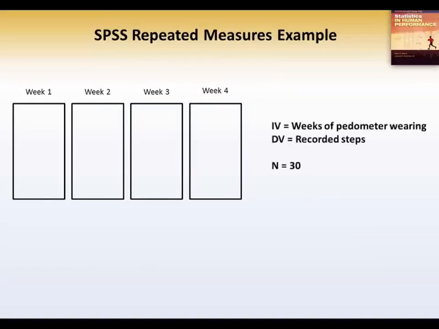In our case, the independent variable is weeks of pedometer wearing. The dependent variable is recorded steps. There are 30 people. We measure each of those 30 people across all 4 weeks. So it's a repeated measures or within groups design. We'll first show you the SPSS output, and then we'll illustrate with SPSS how we obtain this output.